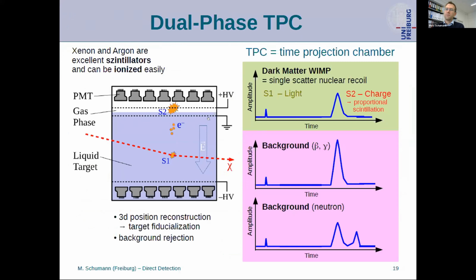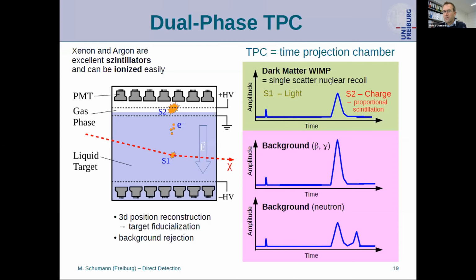Now you operate it as a TPC. That means there's a voltage across the target. The target gets ionized, the electrons drift upwards and are then extracted into the gas phase above the liquid phase, where they produce a proportional secondary light signal. So this is a light signal that comes delayed, which is directly proportional to the charge. So you have a light measurement and a charge measurement. Now you can use the information from the TPC to identify dark matter WIMPs.